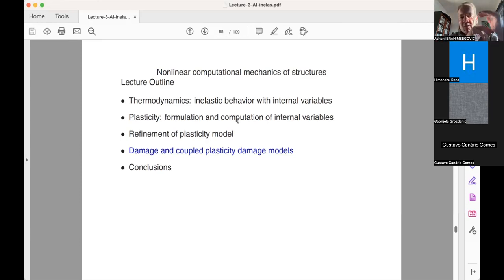So if you go beyond the limit of elasticity, then you unload, you have plastic deformation. In damage, when you go beyond the fracture, when the cracks appear, you have a change of the elastic properties. And basically, this is the major type of difference.